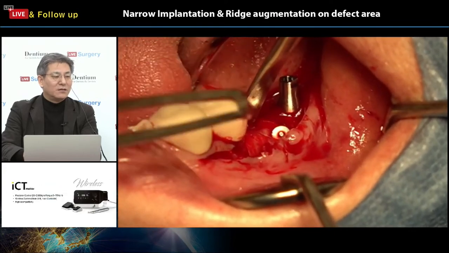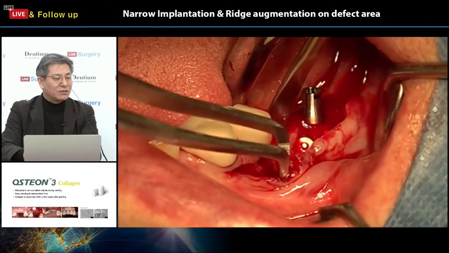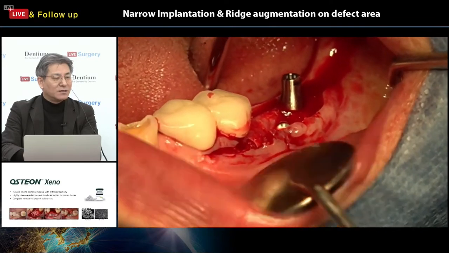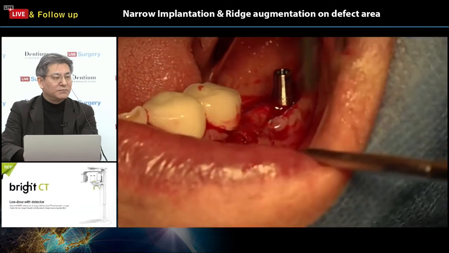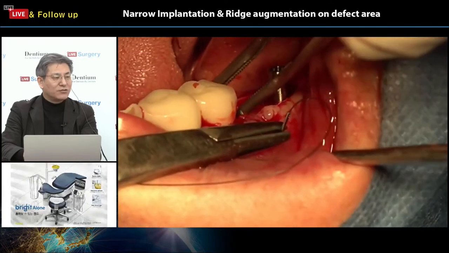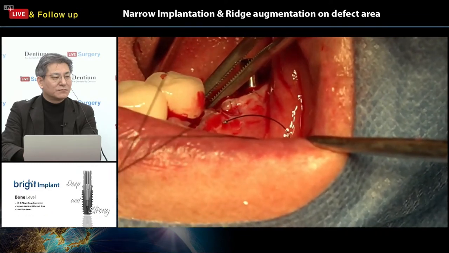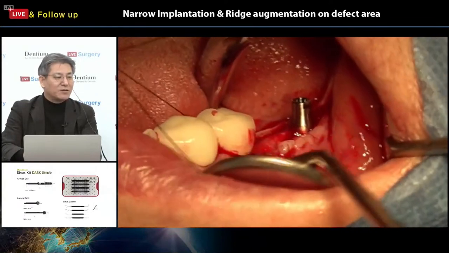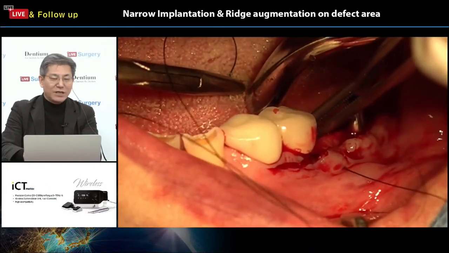Okay? The adaptation is already fixed with the pin and these membranes. Okay. Now we are starting with suturing. Here is the starting suture technique after flap closure. Also, the key suture first.